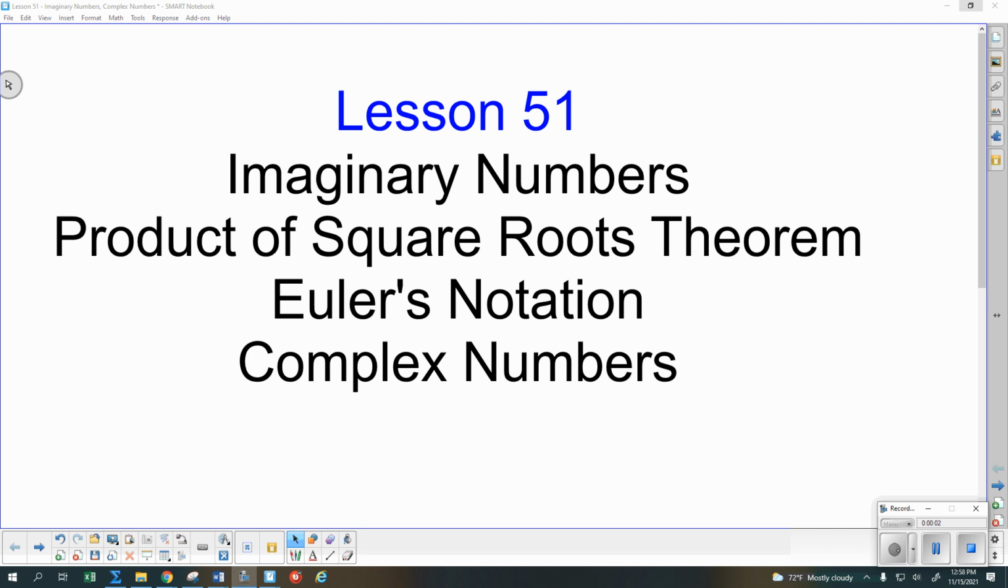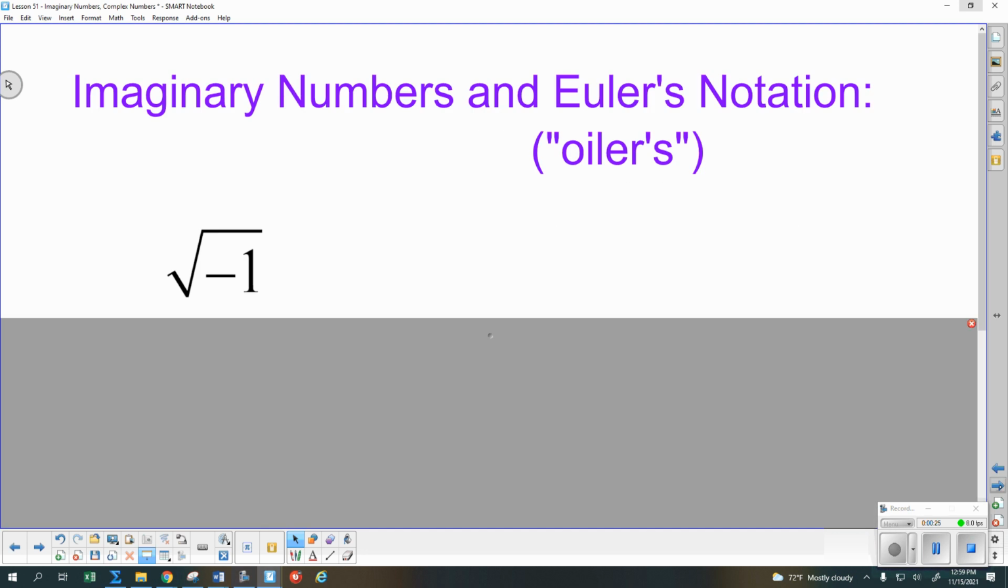In our lesson today, we get to learn how to take square roots of negative numbers. And those are going to be our imaginary numbers. We'll also talk about how we work with simplifying things that have square roots in them. And we'll talk about the notation for complex numbers and exactly what all of that means.